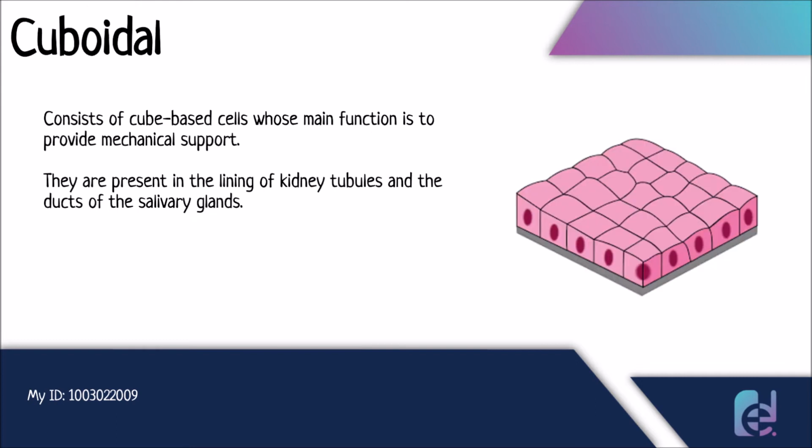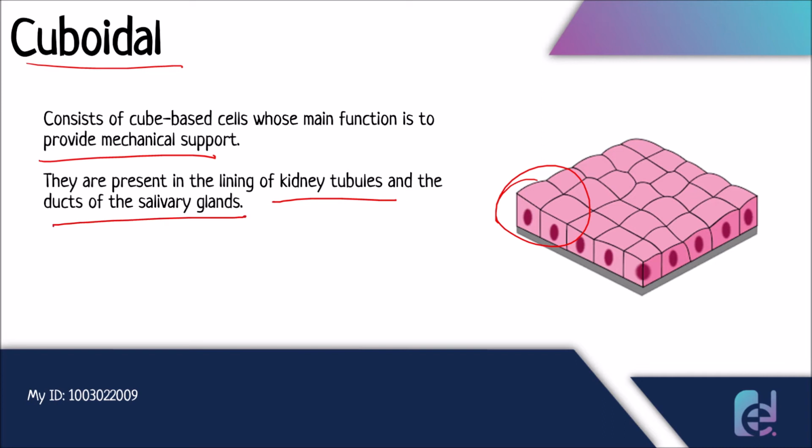Lastly, we have cuboidal epithelial tissue. These are there to provide mechanical support. They're in the form of a cube. You can guess that by the name cuboidal. They're present in the lining of the kidney tubules and the ducts of the salivary glands. And they're mainly there for mechanical support.